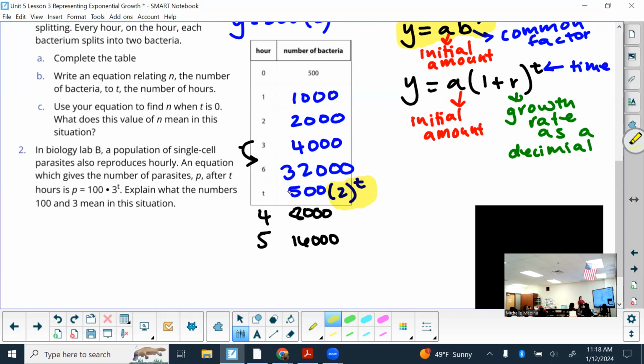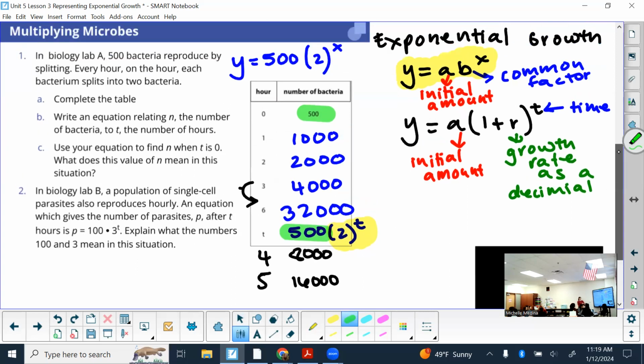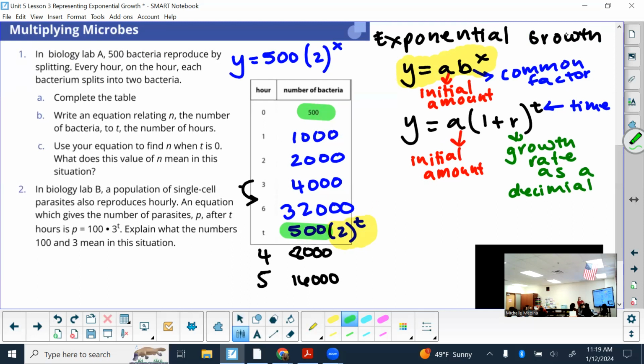But then you also have to remember, we started with 500. So in order for it to give you, for this specific situation, for any hour that we're trying to examine, you have to also times it by what you started with. Okay? Now, if that's hard to figure out, I get it. That brings us to this part where we show you the exponential growth formulas.